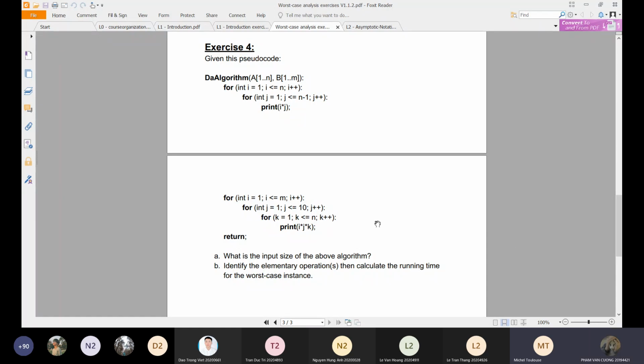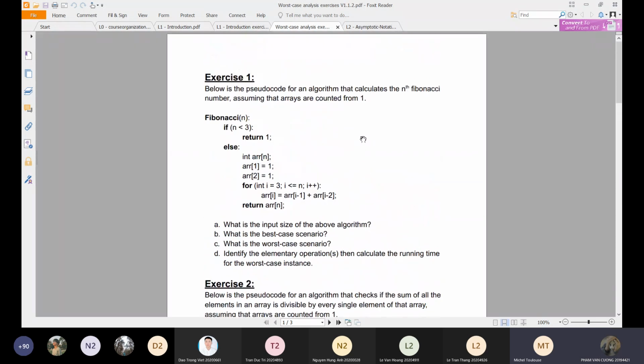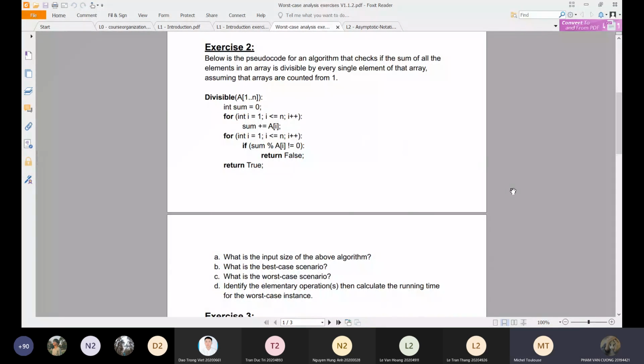Okay, so do you all understand all the exercises by now? Can you come back to exercise 2? Okay, the second for loop, you return if sum modulo AI is not equal to 0, right? You exit the loop. Yes. So we don't know how many times this loop will be executed, right? Right.